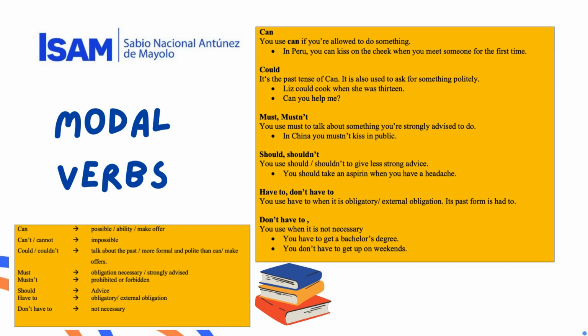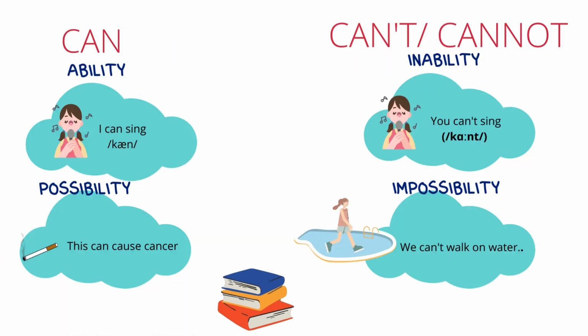Let's see the following cases. Here you can pause the video to read the brief explanation of each case. And in the next slide, I'm going to explain each of them with pictures. Can, to express an ability. For example, I can sing. That means I have the talent to sing and I'm good at singing.